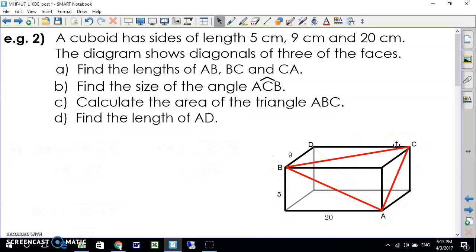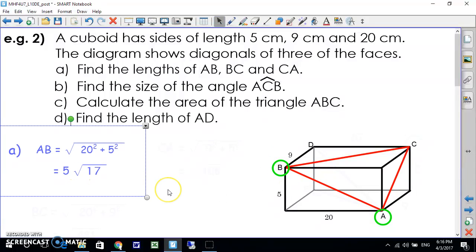So first you are asked to find the lengths of AB, BC, and CA. Well, because these are just diagonals of a rectangular face, and you know the dimensions of each rectangular face, you can actually use Pythagorean theorem. For example, if you're looking for the diagonal AB, you'll be looking at this right triangle with dimensions 5 and 20 and AB. Using Pythagorean theorem, 20 squared plus 5 squared, square root, this will give you 5 square root of 17.